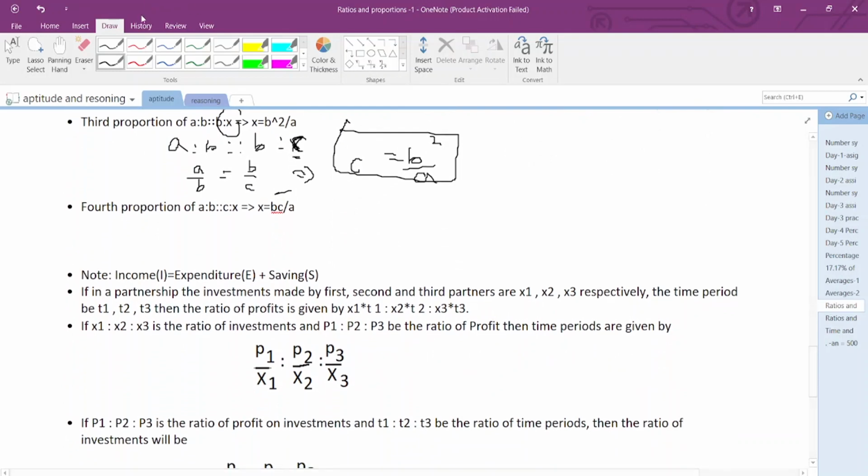Okay. Now fourth proportion. What is fourth proportion? Let's take A is to B as C is to some D. In place of x I have taken D. So this becomes A by B is equal to C by D. The fourth proportion here is D, right? So send D to the other side, send A to the other side. Then D is equal to C B by A, right? So this is called fourth proportion.